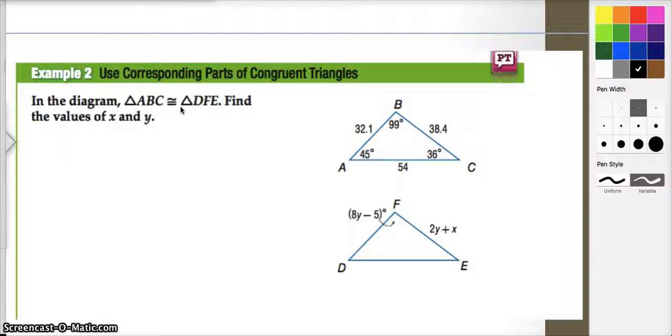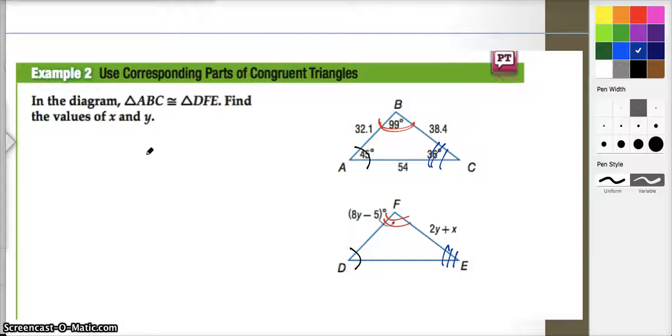So here we are given in this diagram in example 2 that triangle ABC is congruent to triangle DFE. And we're going to find the values of X and Y. So if these two triangles are congruent, then we know that their corresponding parts are congruent. Notice the naming, ABC and DFE. So we can be confident that just as we see it, this angle is the same as this angle, up here is equivalent to this one here, and you get the idea. This one here is this one here, and then the corresponding sides as well.